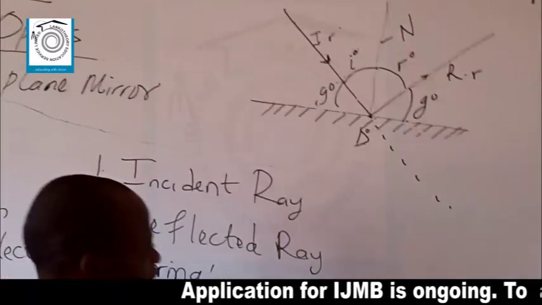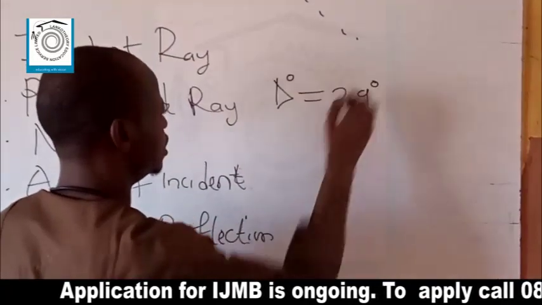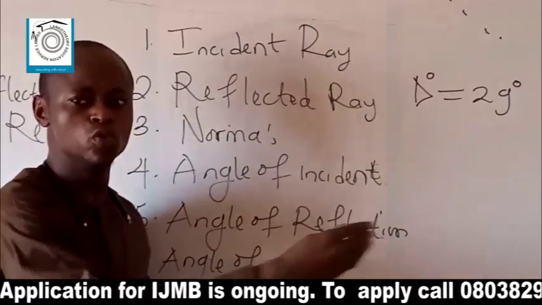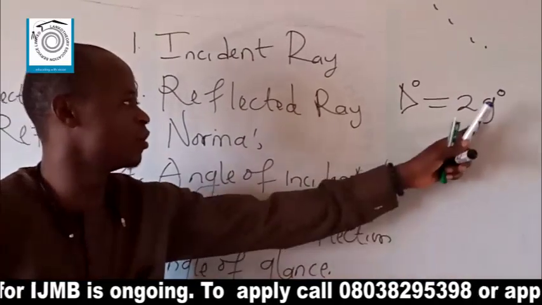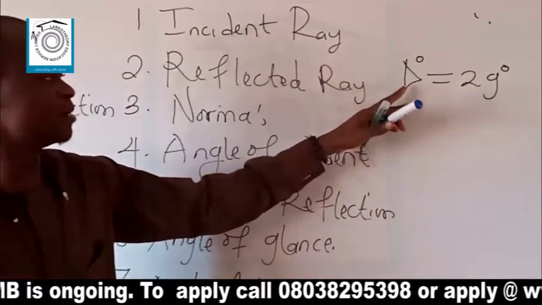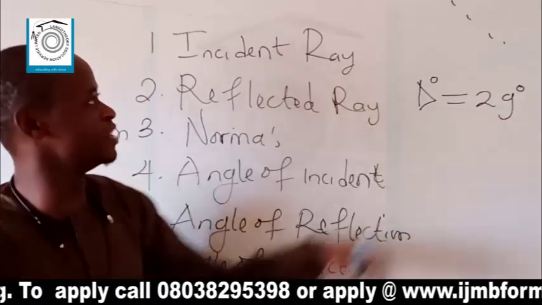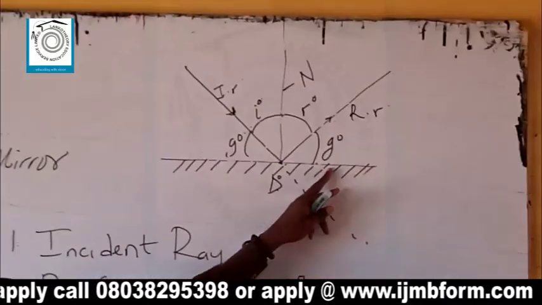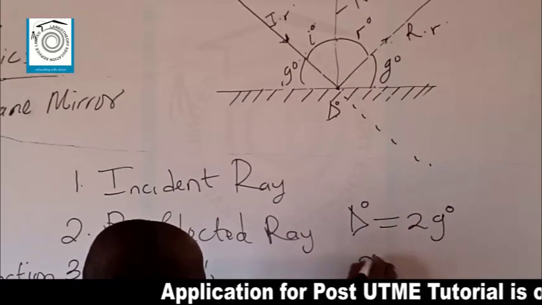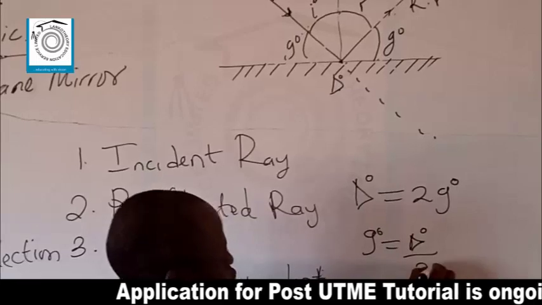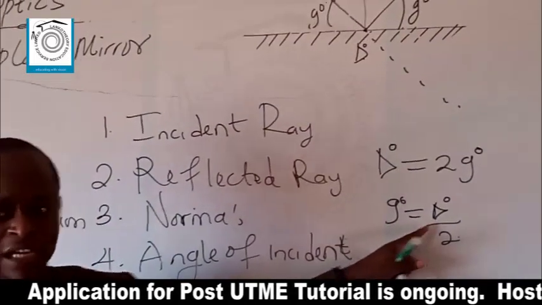So the angle of deviation can be expressed mathematically in this form: d degree is always equal to 2 times g degree, which simply means that the angle of deviation is always twice the angle of glance. So if you know the glance angle, it is easy to determine the angle of deviation by multiplying the glance by 2. And if you are interested in finding the glance angle, you can go down by just dividing both sides of this expression by 2 and observe that the glance angle is equal to d over 2, which shows that the angle of glance is always equal to half of the angle of deviation. That's the terms used in reflection.